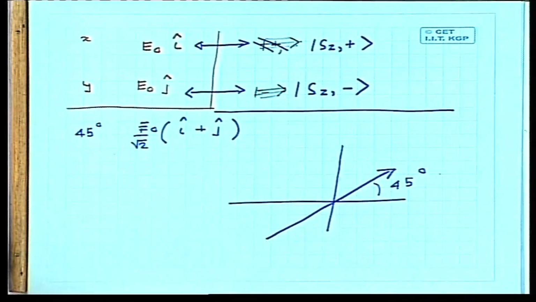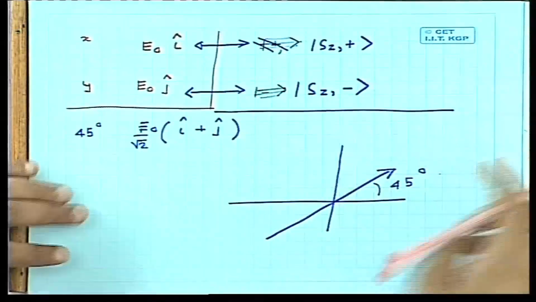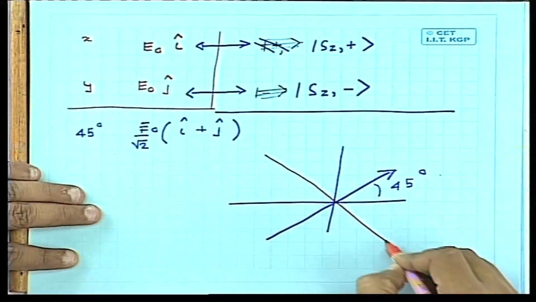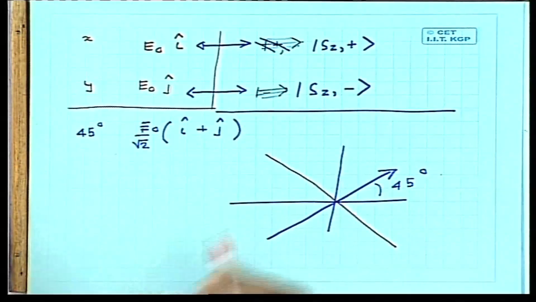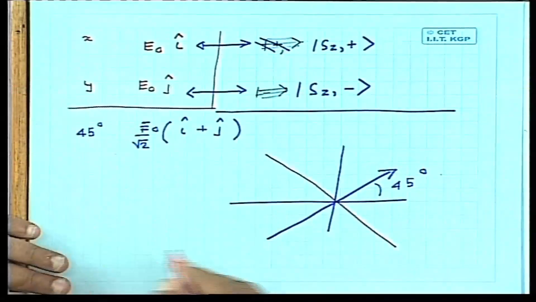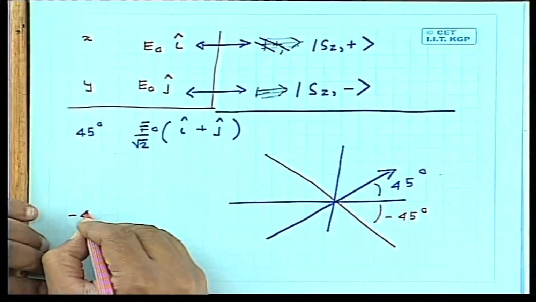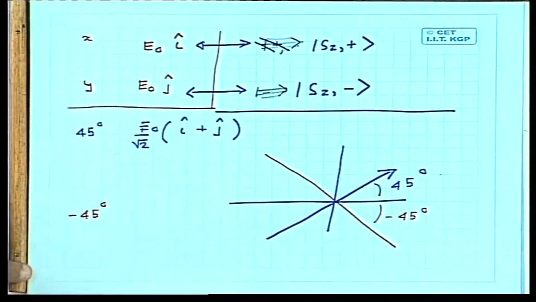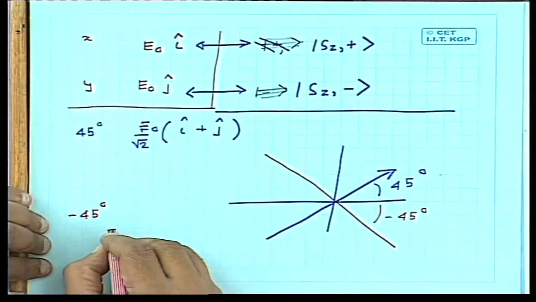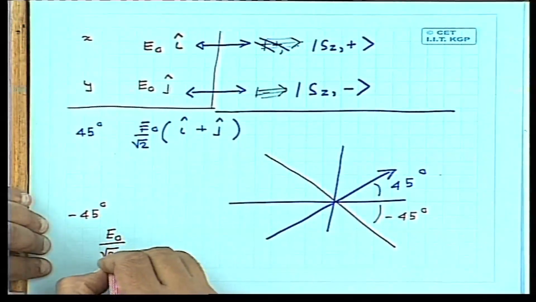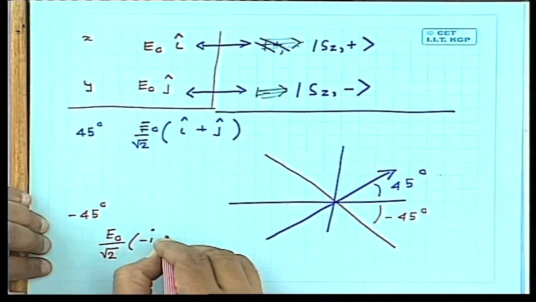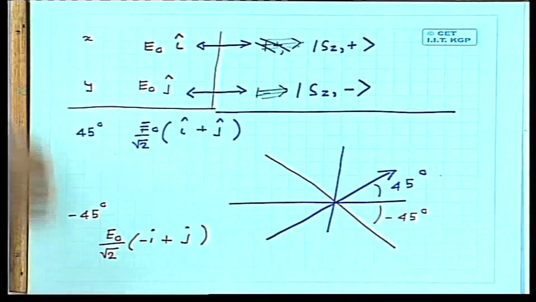Now what is the polarization state orthogonal to this? The polarization state orthogonal to this is this one. Now what is this polarization state? This polarization state, let us call it minus 45 degrees. So now the polarization state is E naught by square root of 2 (minus i plus j).